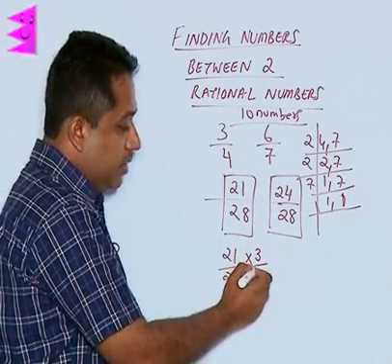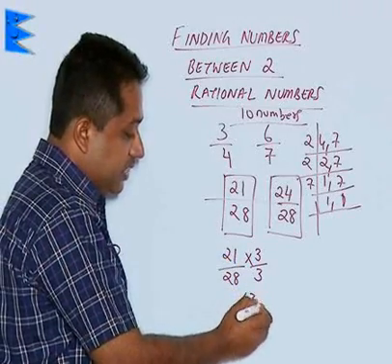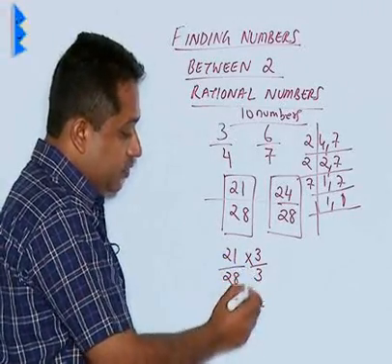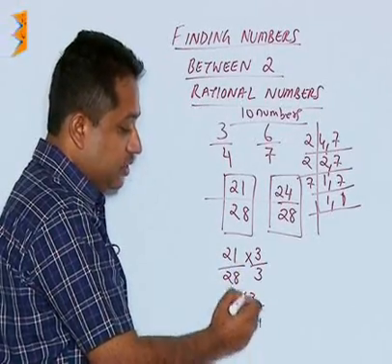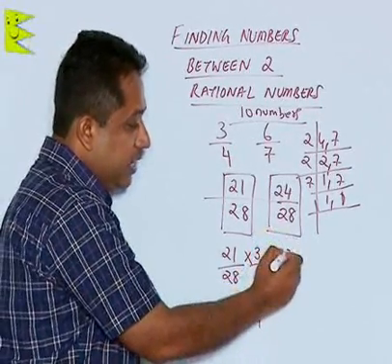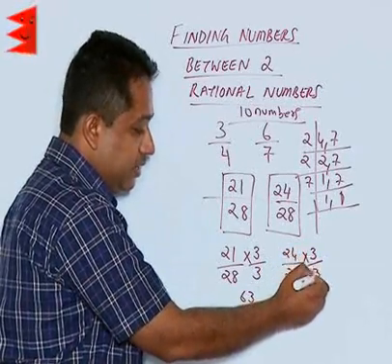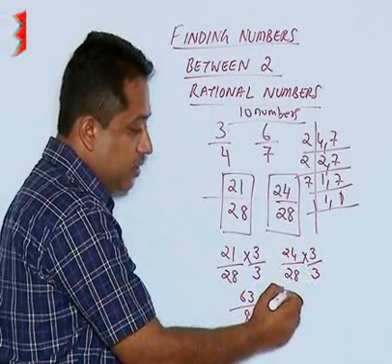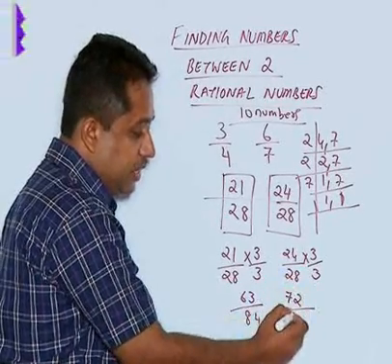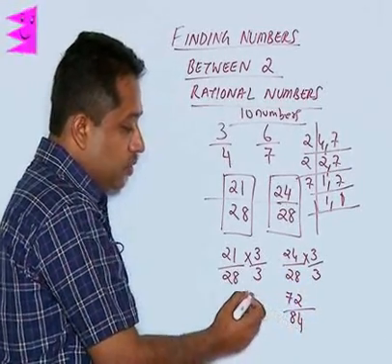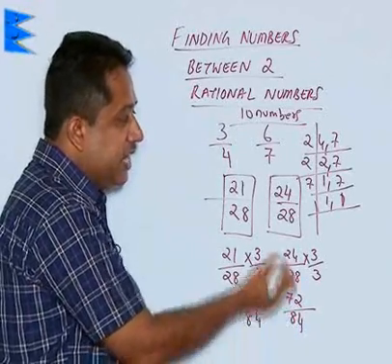So when I multiply and divide by 3, 21 into 3, we are going to get 63. And here, 3 times 8 is 24, and 2 carry, we get 84. So 63 by 84. And 24 by 28, again multiply and divide by 3. Here 24 into 3, we get 72. And here we again get 84. So between 63 and 72, still we find that 10 numbers are not there.